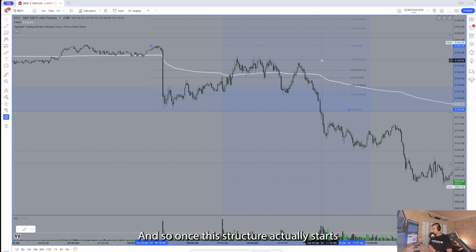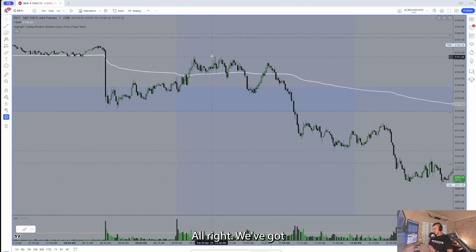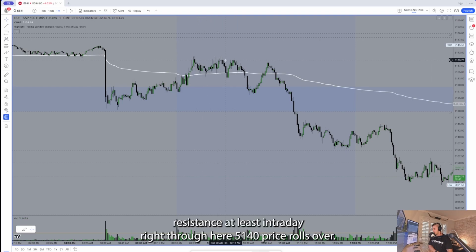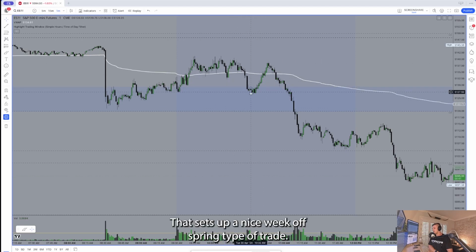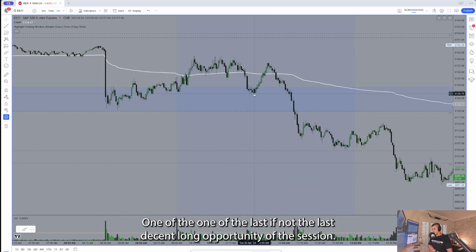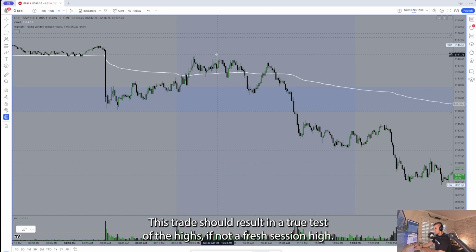So once this structure actually starts to develop, take a look at this, right? Pay attention to market structure cues. You have the low right through here. We've got a clear area of resistance, at least intraday, right through here, 5140. Price rolls over. You have a true session low being made. That sets up a nice Wyckoff spring type of trade. Decent long opportunity there, one of the last, if not the last, decent long opportunity of the session. This trade should result in a true test of the highs, if not a fresh session high.